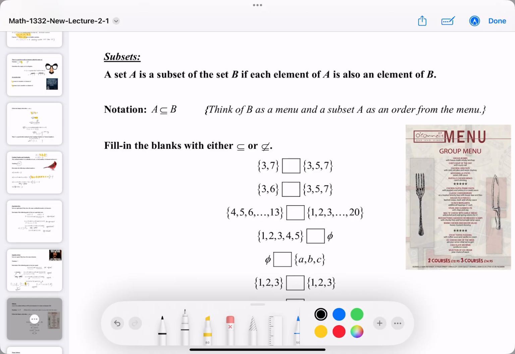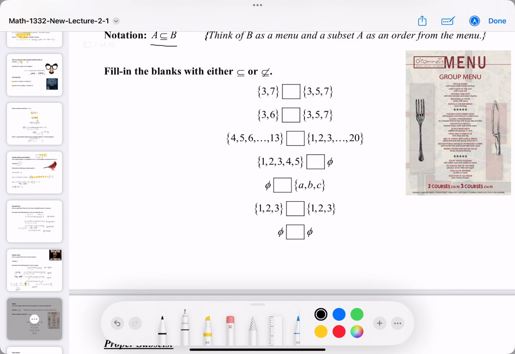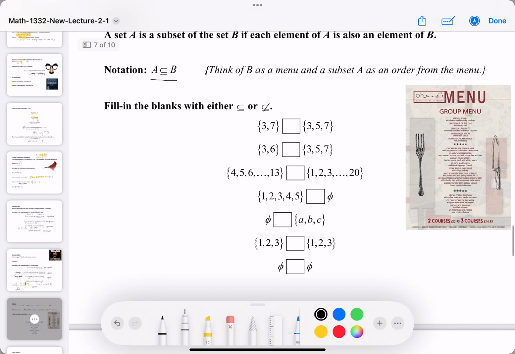And if A is a subset of set B, if each element of A is also in B, the notation is A is a subset of B. Think of B as a menu and a subset A as an order from the menu. Okay, fill in the blanks with either is a subset or is not a subset.